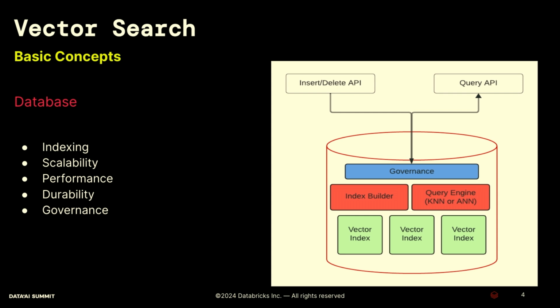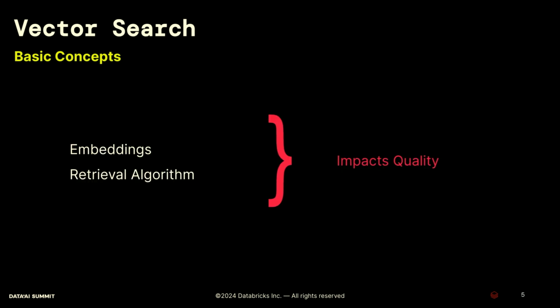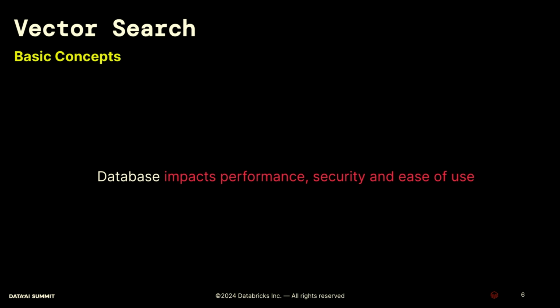The way to think about this is embeddings and how you generate them and the retrieval algorithm impact the quality of your retrieval. They are probably the biggest lever that you will have in terms of how good is the retrieval when you make a query and say, give me all similar objects or all similar topics. Embeddings and retrieval algorithm will determine how good they are. But the database will impact how performant it is, how secure it is, and also how easy it is to use. And those are the things that you have to evaluate when you're looking at different options.